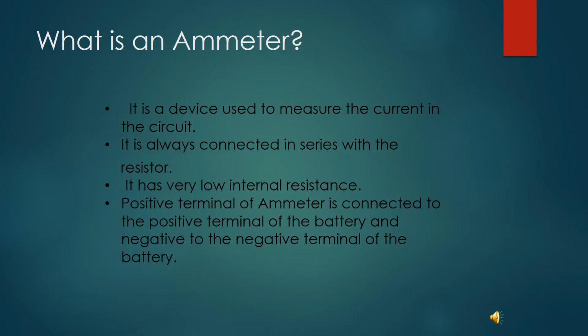Positive terminal of ammeter is connected to the positive side of the circuit and negative terminal is connected to the negative terminal of the battery. Positive side of the circuit means it is connected to the positive side of the battery.